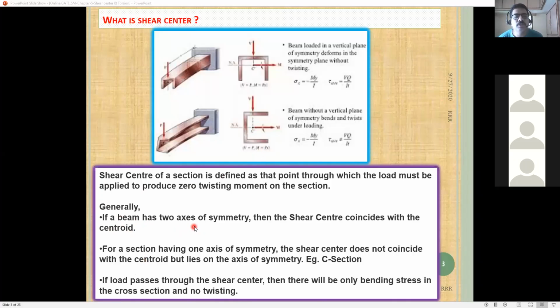Generally, if the beam has two axes of symmetry, the shear center coincides with the centroid. If the beam is symmetric about only one axis, the shear center may not be at exactly the same position. If the section is unsymmetrical, the shear center will not coincide with the normal centroid. If the load passes through the shear center, there will be only bending stress or bending moment. If the load is applied exactly at the shear center, there should not be any twisting, only bending. Please remember.